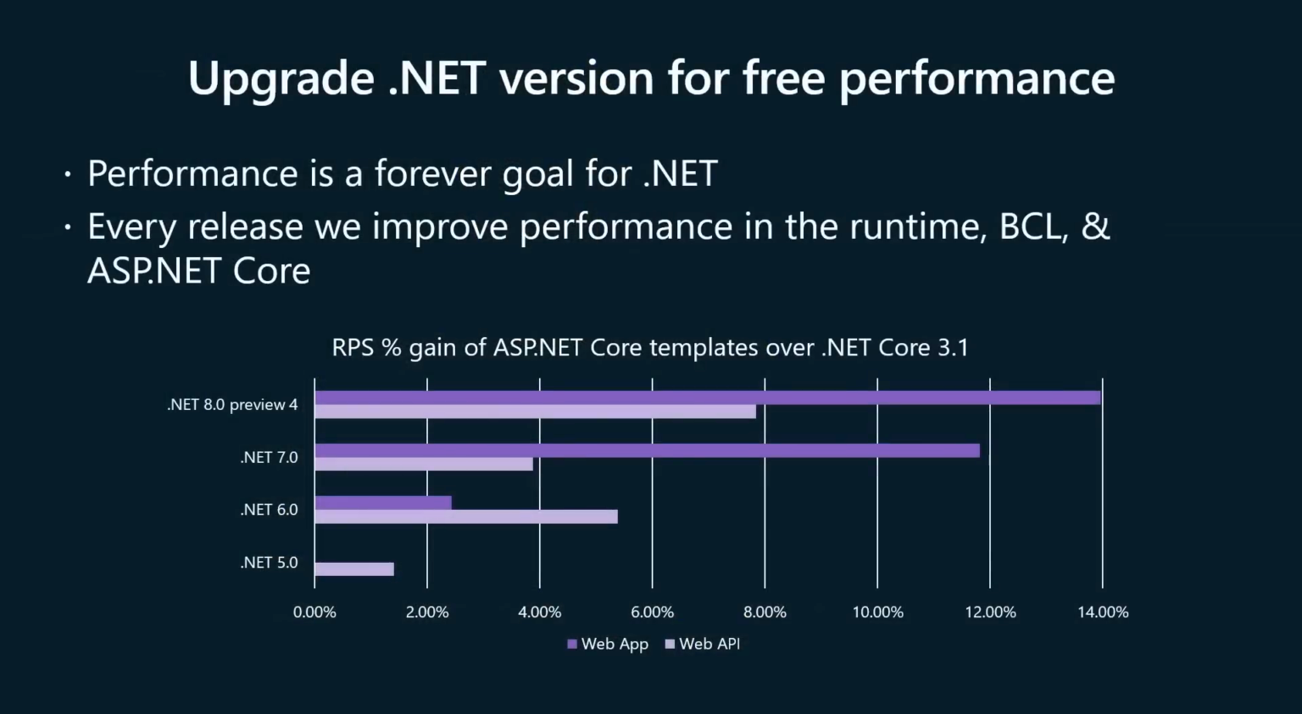So here's an example. I created a new ASP.NET Core 3.1 application, Web API and Web Application. And then I just changed the TFM. I retargeted it to .NET 5, .NET 6, .NET 7, and then .NET 8 Preview 4, which is the current release that's out now. And you can see the free performance improvements I got by changing absolutely no code, but just changing those TFMs when I run some load against them. So if you are looking for a way to improve your performance, the first thing we want you to do is to update the version of .NET that you're using.